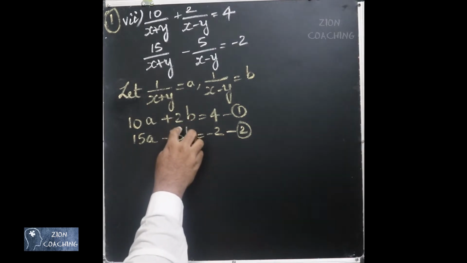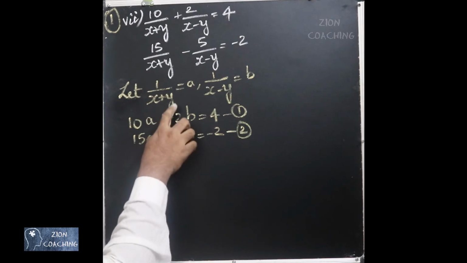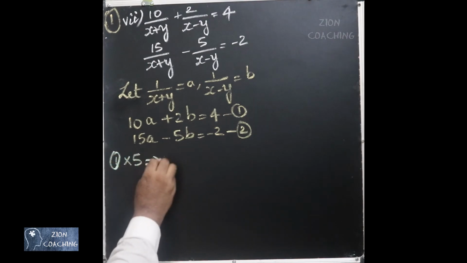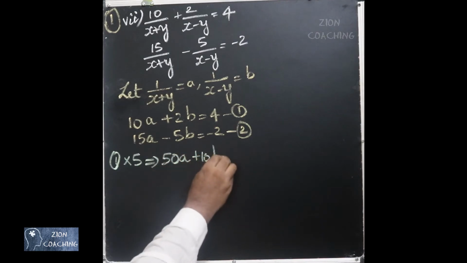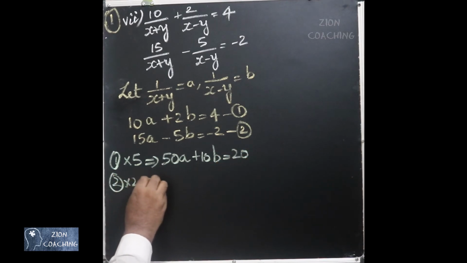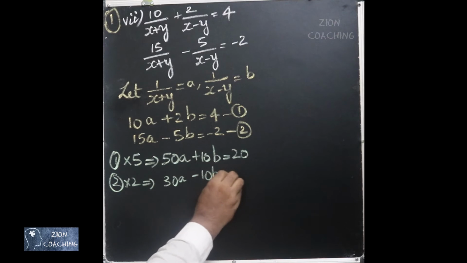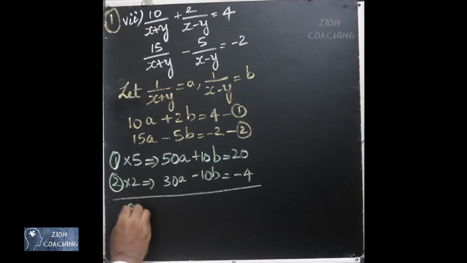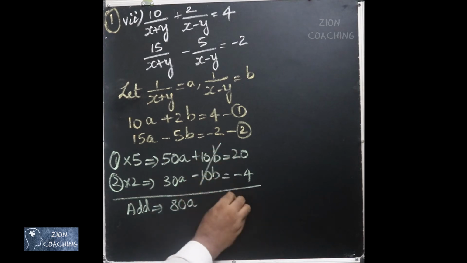So to have common coefficients, I am going to multiply the first equation by 5 and the second equation by 2 to get 10 in both the places. First equation into 5 will give 50a + 10b = 20. Second equation into 2 will give 30a − 10b = −4. Since the signs are different, we are just going to add. When you add, you will get 80a = 16.